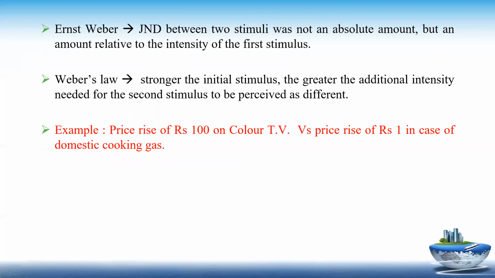Now, this concept of JND was given by Ernst Weber, and it says that JND between two stimuli is not an absolute amount, because absolute is nothing, it's just a figure, but an amount relative to the intensity of the first stimulus. It should be relative. This law further states that the stronger the initial stimulus, the greater the additional intensity needed for the second stimulus to be perceived as different.